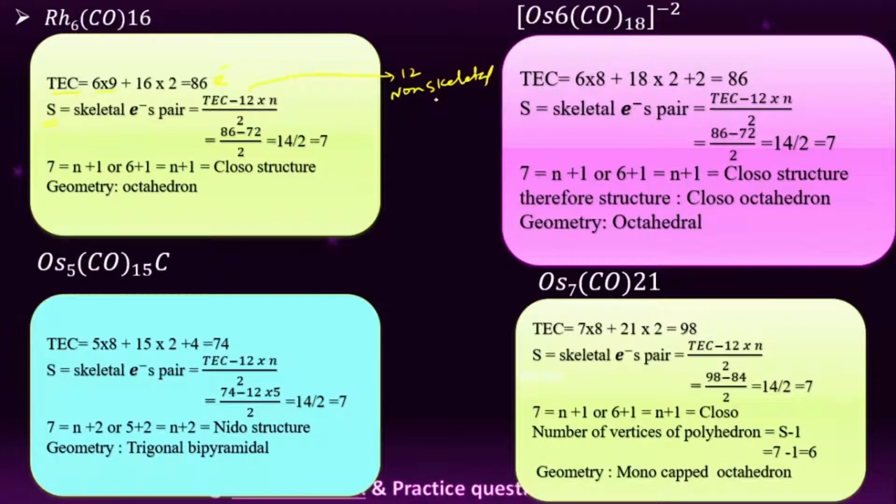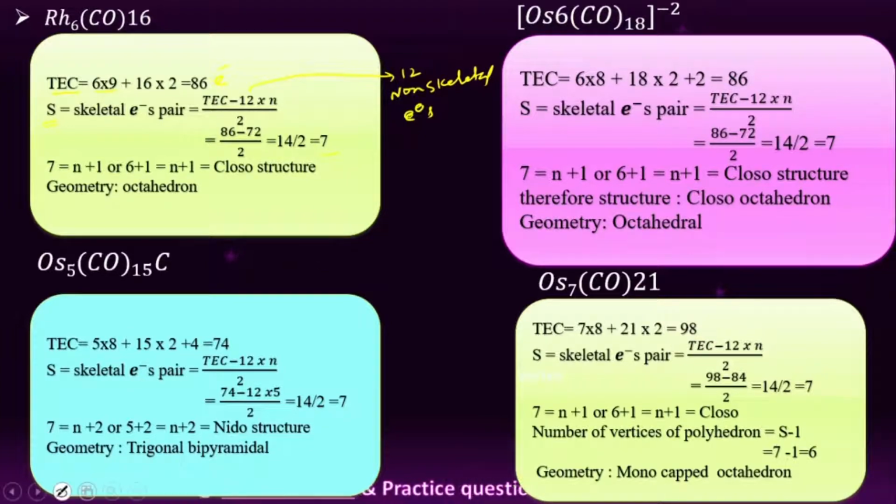Non-skeletal electrons into n, where n is nothing but the number of metal atoms. You can divide it by 2, then you will get the number of skeletal electron pairs. Here you can see (86 minus 72) divided by 2, which gives 14 by 2, that is equal to 7. So 7 is the skeletal electron pair, right?